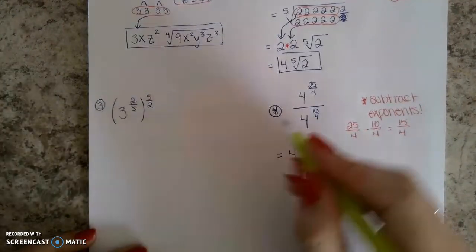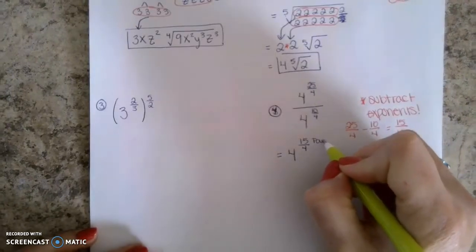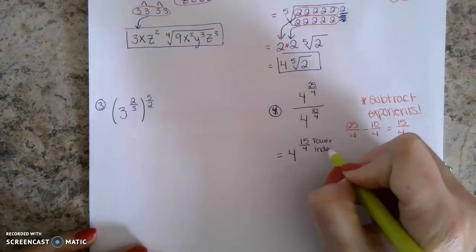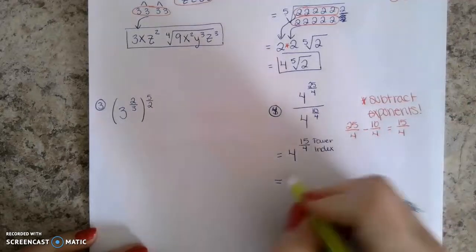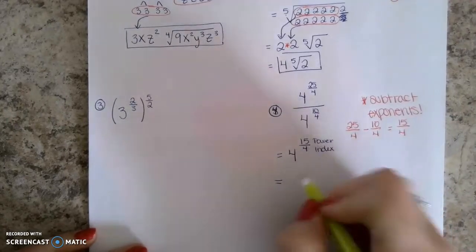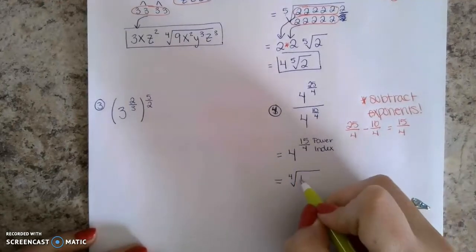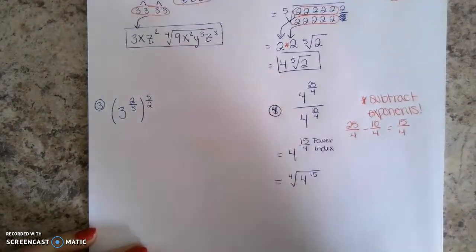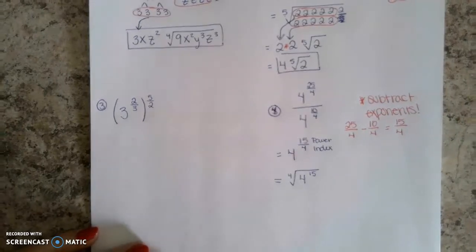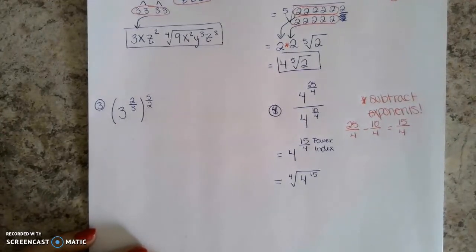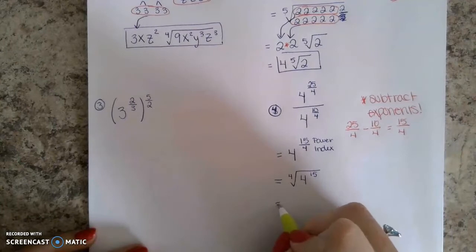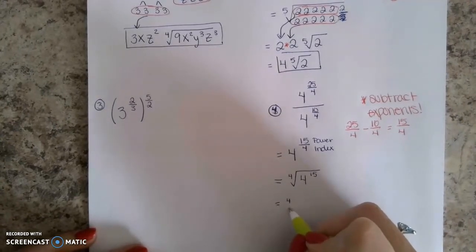Okay, use our trick, power over index, to rewrite this in radical form. So 4 is my index. 4 to the 15th power. That's a lot of 4s. All right, let's expand this out and look for our groups of 4.